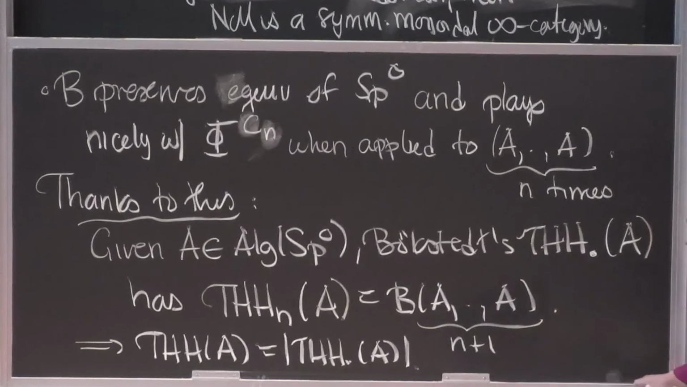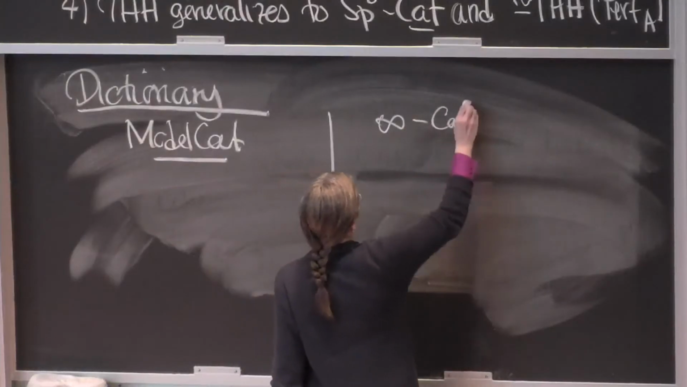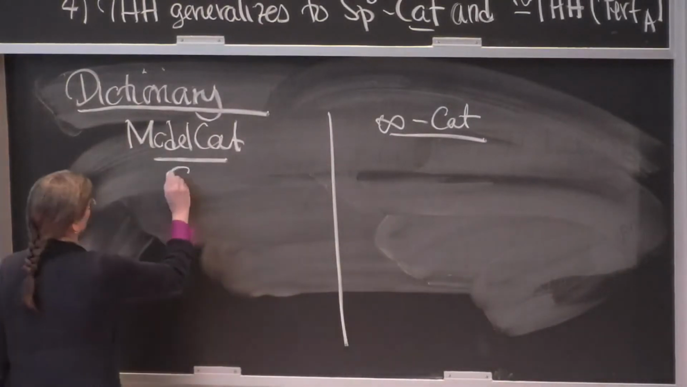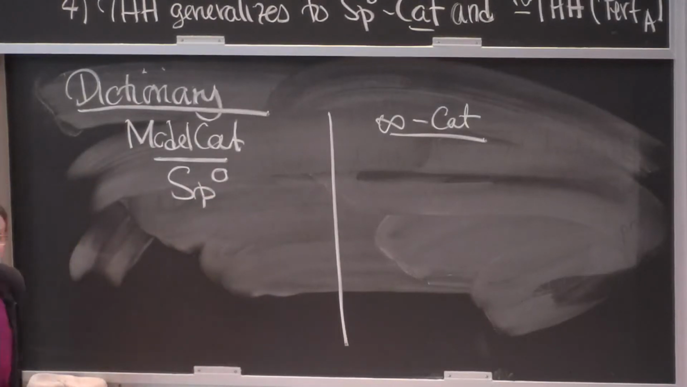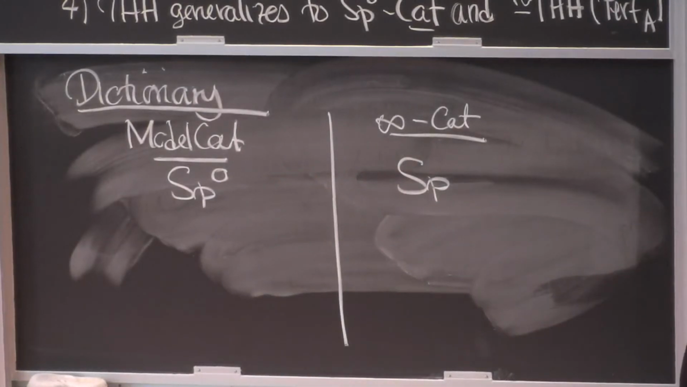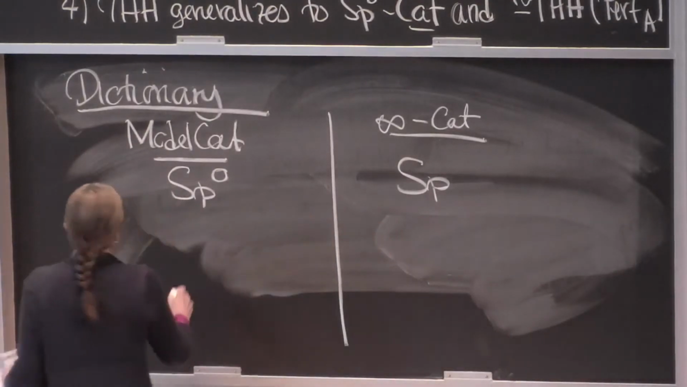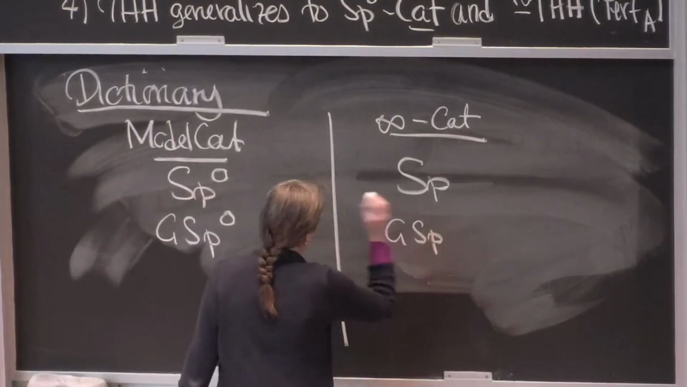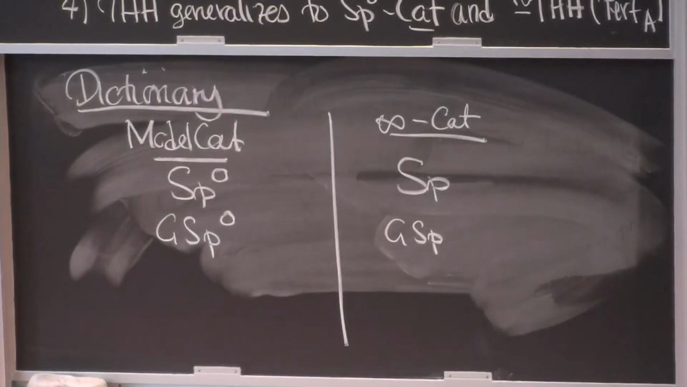Okay. So a dictionary. Here are the model categories that I described in the previous section, and on the other side, the corresponding infinity categories, so applying this construction that gets us from model categories to infinity categories. So the first one we had was orthogonal spectra. If we take the associated infinity category, we're just going to call it SP. And it is equivalent to all the other infinity category models for the stable homotopy category. GSP, like this, we'll just take away the O again, because somehow that very specific part of the structure is forgotten when we go to infinity categories.